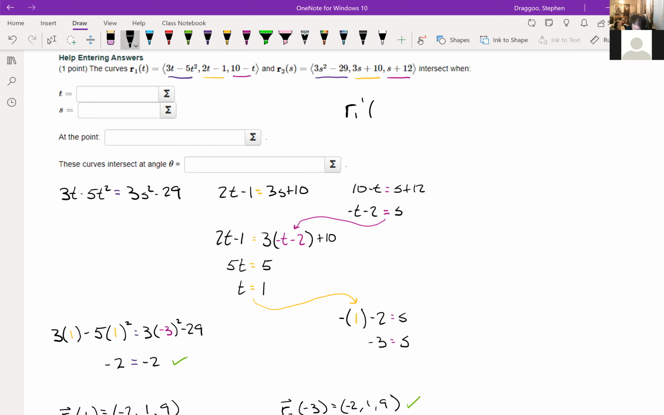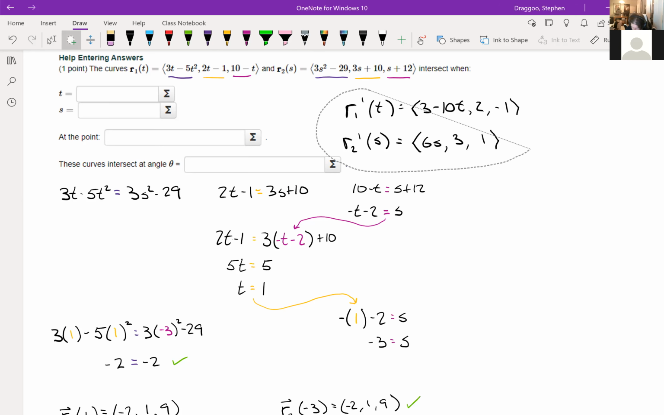R1 prime of t is going to be the vector 3 minus 10t, 2, -1. And R2 prime of s is going to be the vector, what is that, 6s, 3, 1. Cool, I've got my 2 derivative vectors.